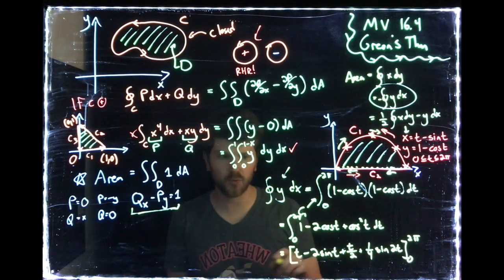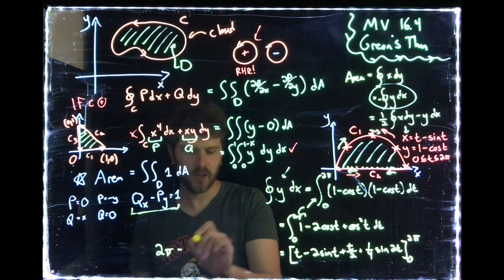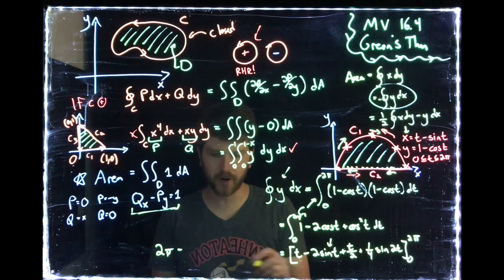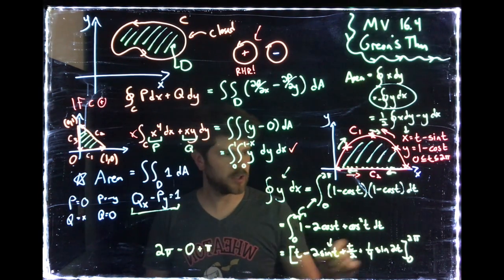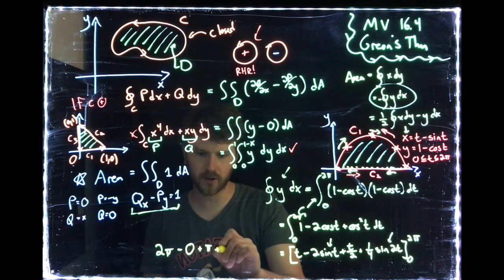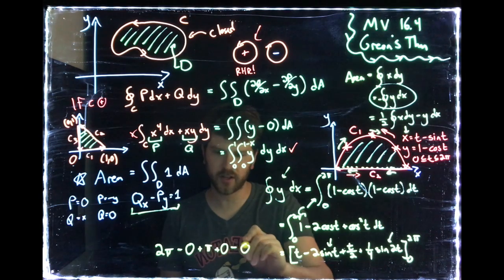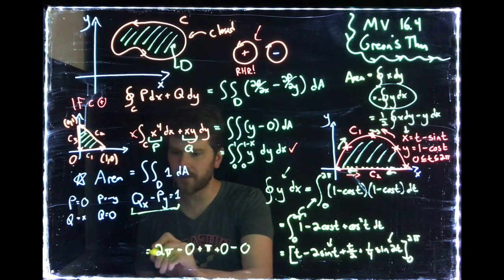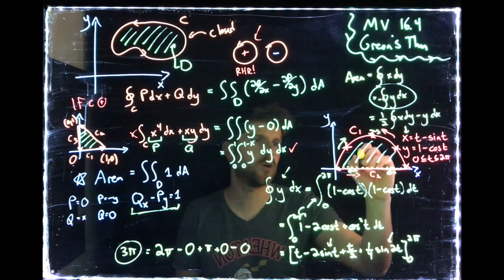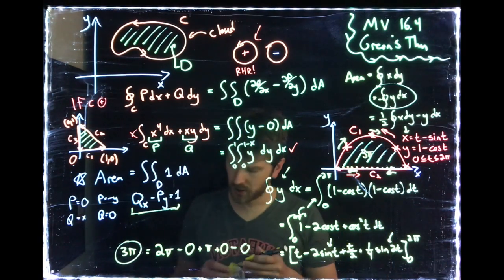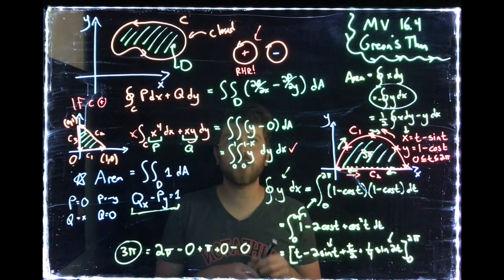And when I plug this in, I get 2 pi plus, well, sine of 2 pi is nothing. T over 2, sine of 4 pi is also nothing. And you're going to find when you plug in 0, you actually get 0 for everything here. So my answer ends up being 3 pi, which is the correct value for the area enclosed in one hump of the cycloid. So Green's theorem is a really useful thing.